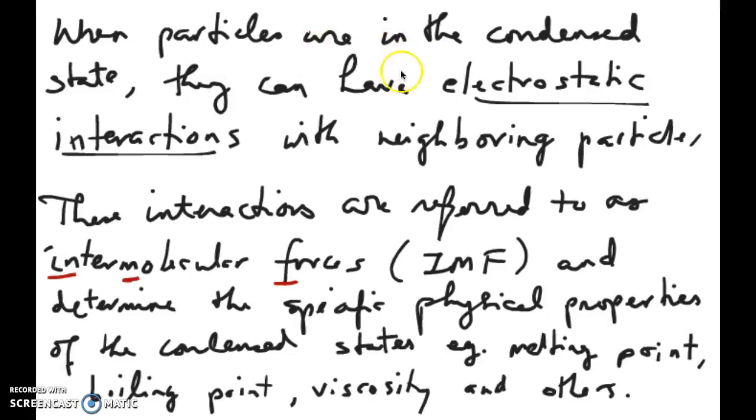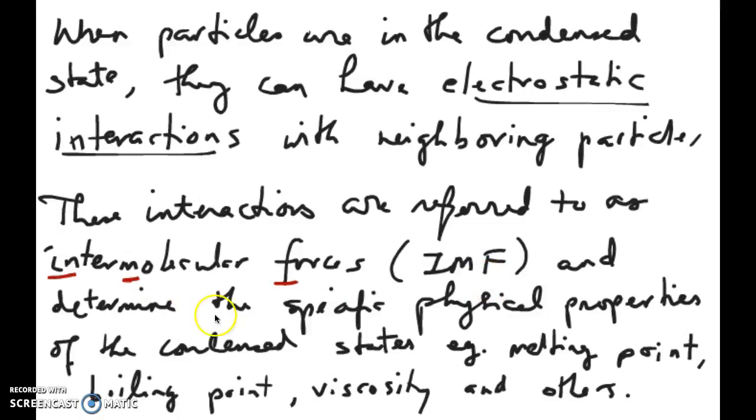But what we want to talk about today is really when the forces make a difference. In other words, we want to talk about these forces when the substances are in those condensed states that I mentioned earlier, which is the solids and liquid states. In these states, the particles can have electrostatic interactions, which is the same interactions we've been talking about all this time in the class, with neighboring particles. These interactions are what we call intermolecular forces, and you'll see that I'll shorten this as IMF.